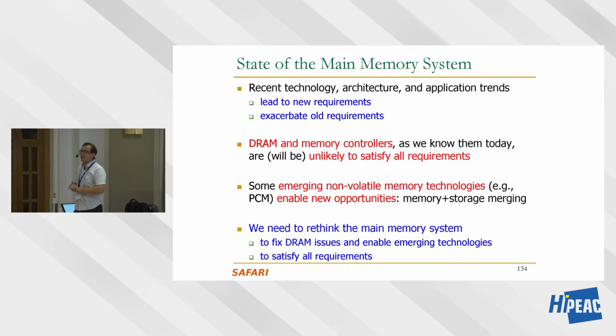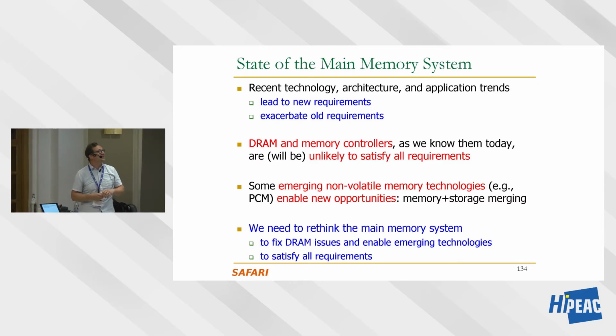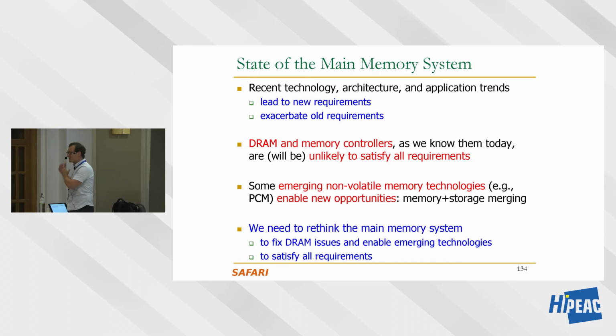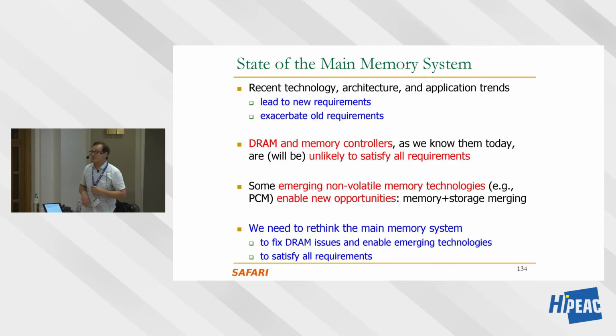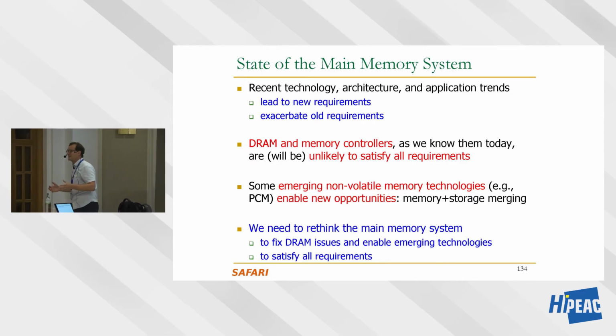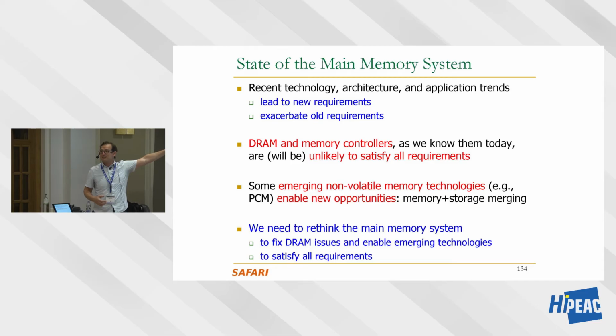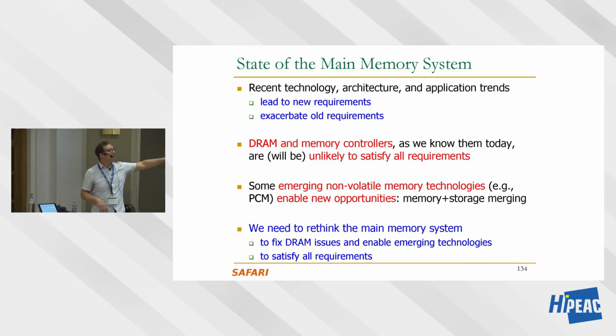So let's talk about the state of the main memory system today. We're going to cover a lot of architecture, technology, and application trends, and I've given you some trends already. These lead to new requirements, and they exacerbate some of the old requirements from the memory system. We've always demanded a lot from the memory system, and we're going to demand a lot more going into the future. So hopefully I will show you that the main memory technology, DRAM, and the memory controllers, as we design them today, are unable to satisfy these requirements, and they will be even more so. And there are also some emerging memory technologies that are non-volatile that enable new opportunities.